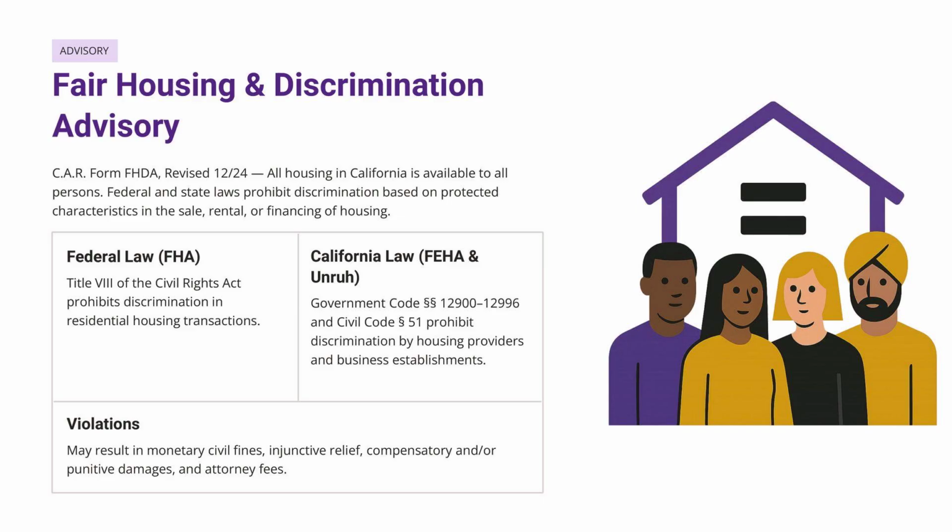The Fair Housing and Discrimination Advisory reminds us of the federal and state laws prohibiting discrimination in housing. These laws ensure everyone has equal access to housing opportunities, regardless of protected characteristics. Agents must be well versed in these regulations to uphold ethical standards and avoid potential violations and associated penalties.